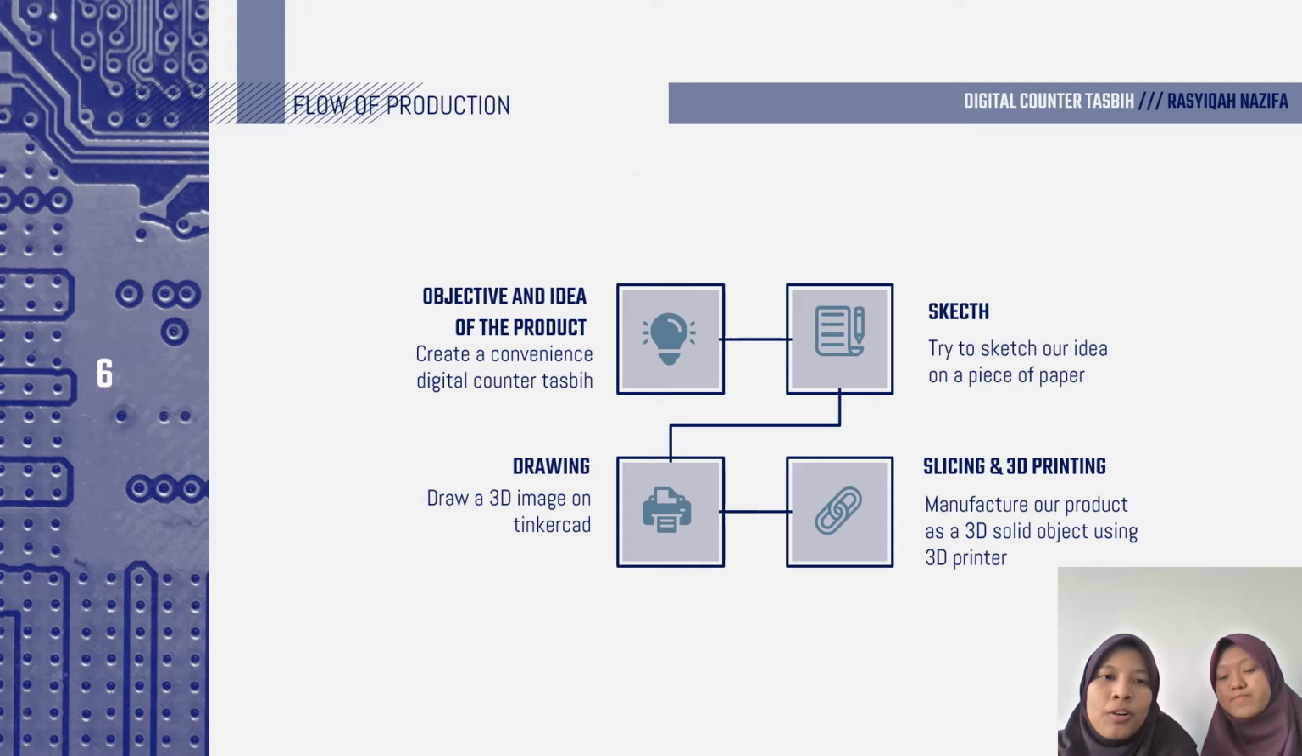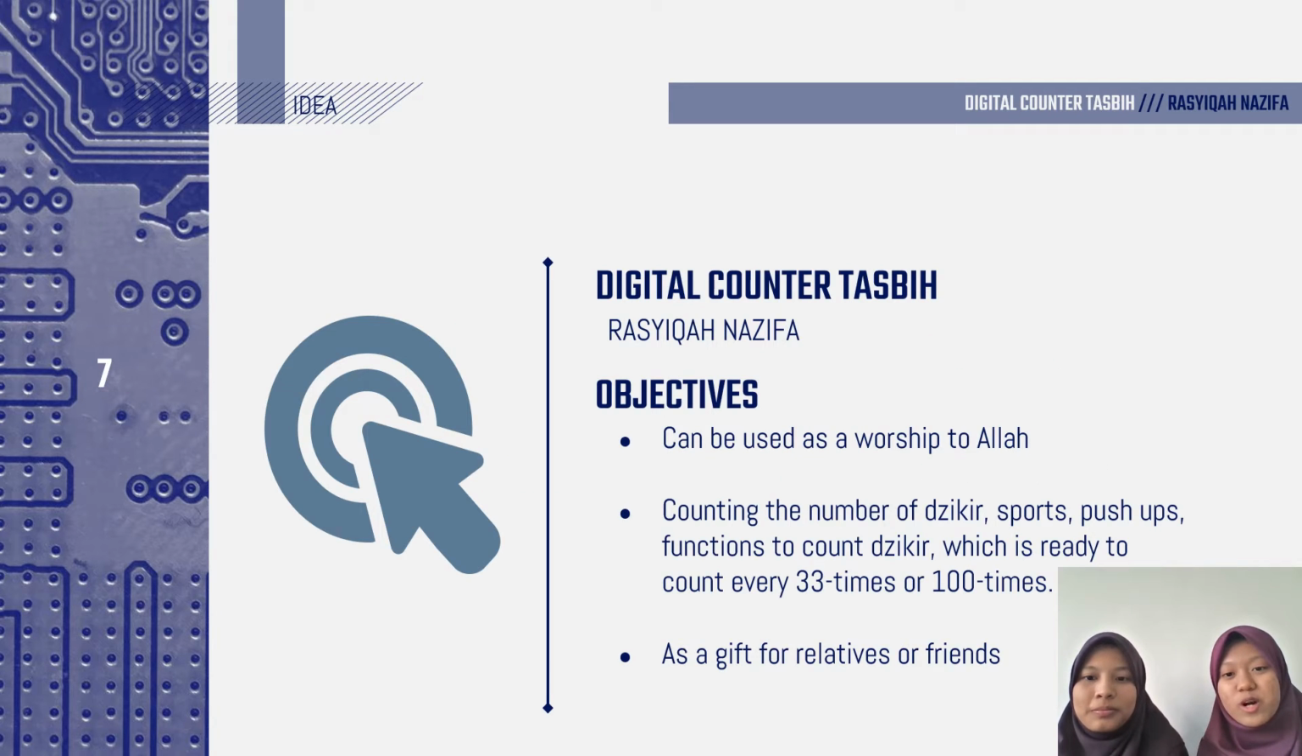So this is our flow, how we create our digital counter tasbih. First, we have an objective and idea of the product. We create a convenient digital counter tasbih for all people to use, and we sketch it first. We try to sketch our idea on a piece of paper. Then we try to draw it. We draw the 3D image in TINKERCAD. And next, we do slicing and 3D printing, manufacturing our product as a 3D solid object using a 3D printer.